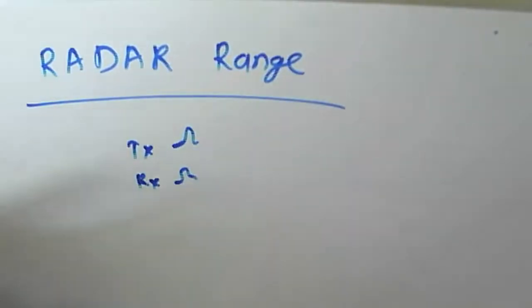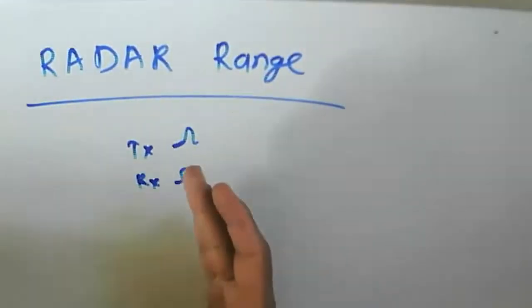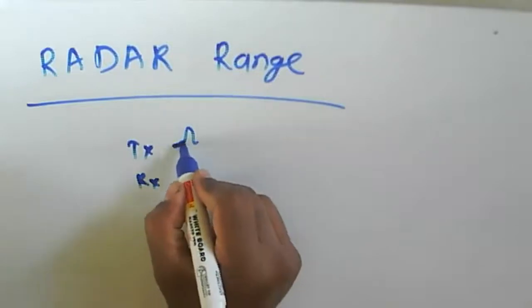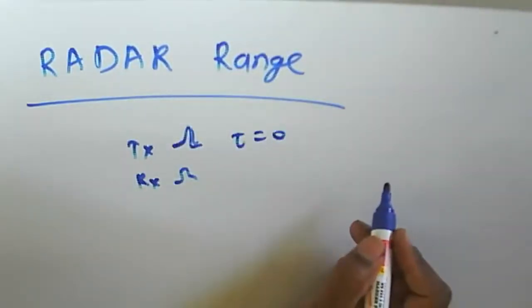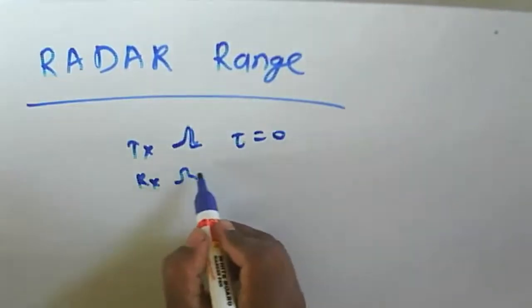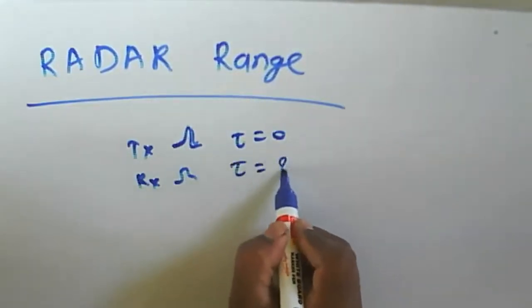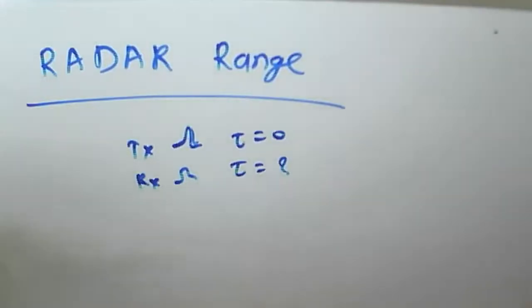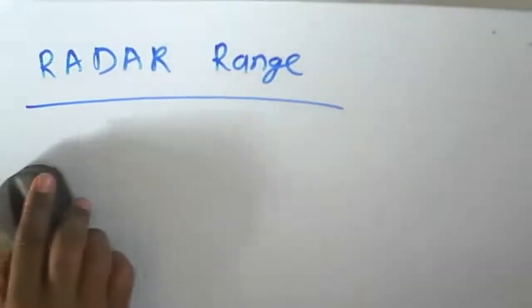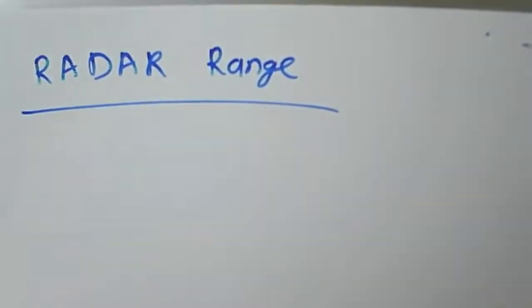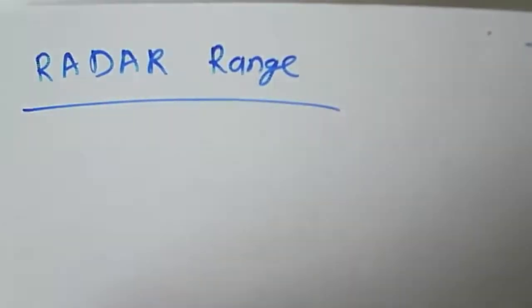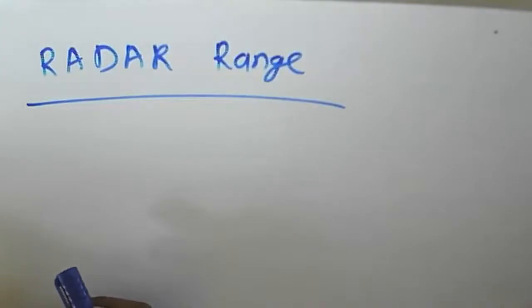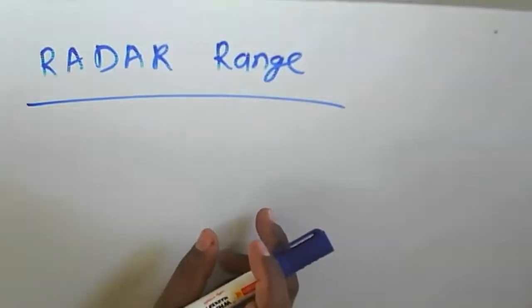Now what will be the transmitting time of the pulse? We can say we are transmitting the pulse at t equal to 0, and then at what time is that pulse received, after some particular distance time. Based on that particular time, we can find out the range. If we are not able to identify at what time the pulse is transmitted, then we get the unambiguous range. So we will see first what is meant by the range of the radar.